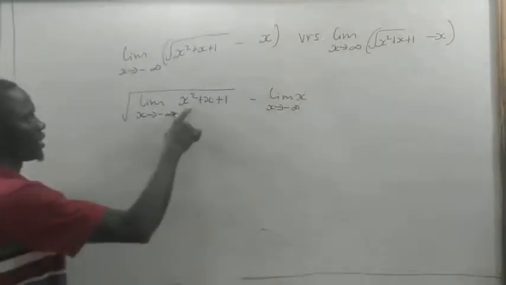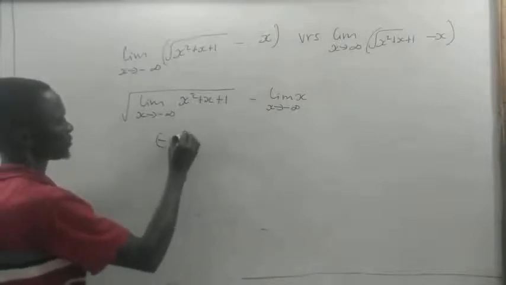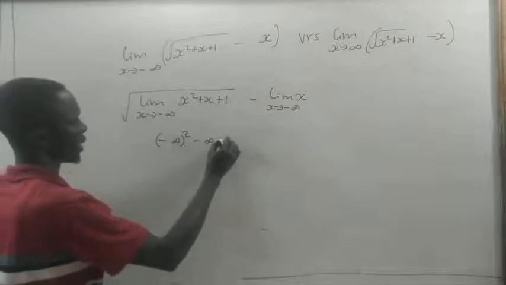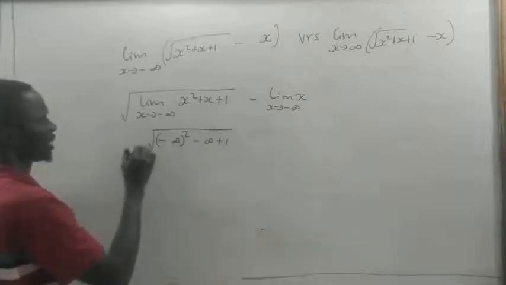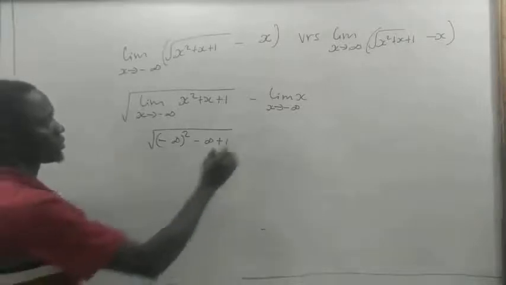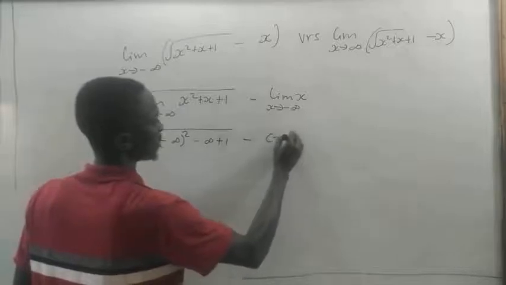Let's see what we are going to get. We are going to have negative infinity squared minus infinity plus 1, all under the square root. Wow. Minus infinity.